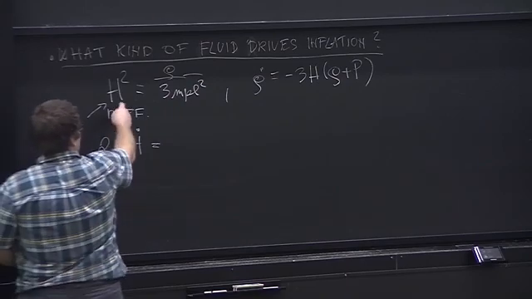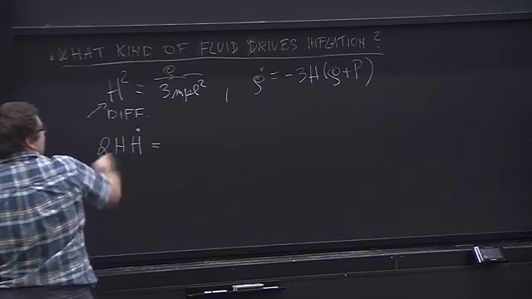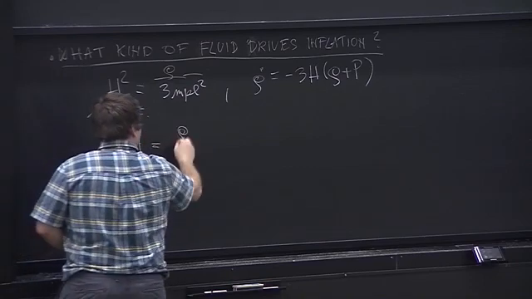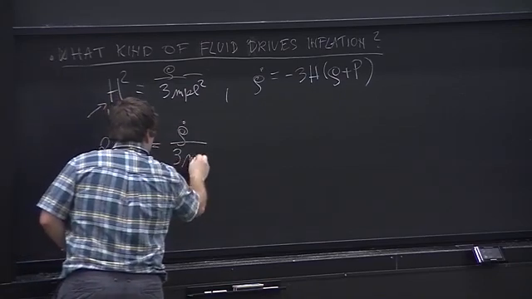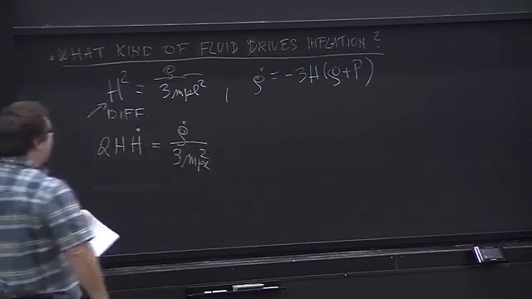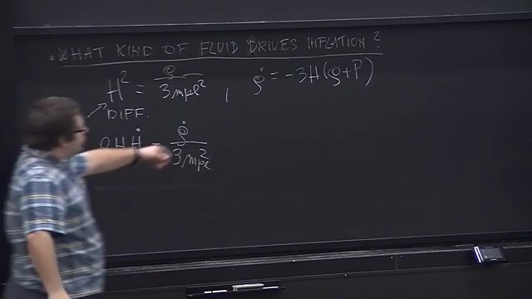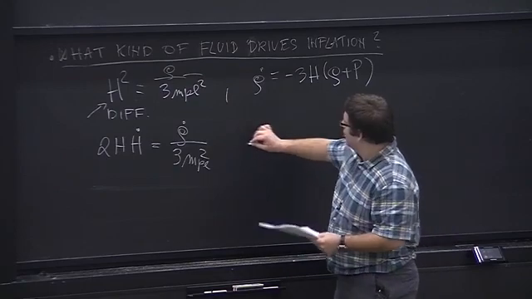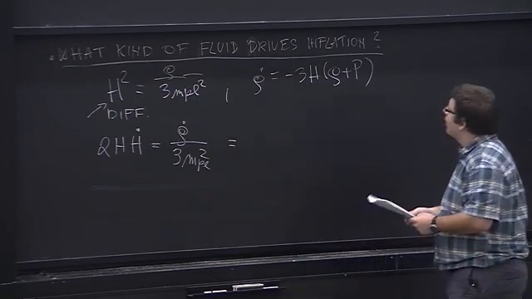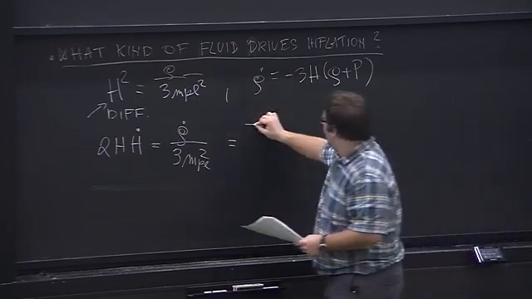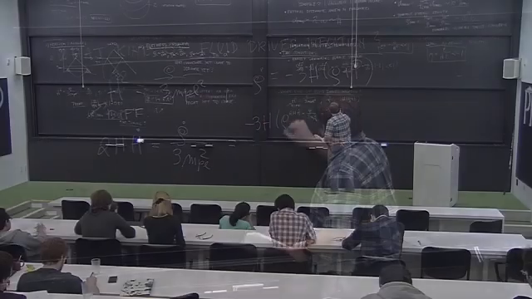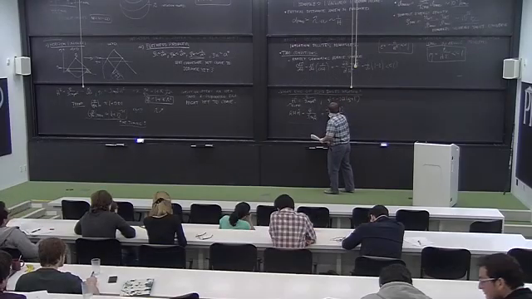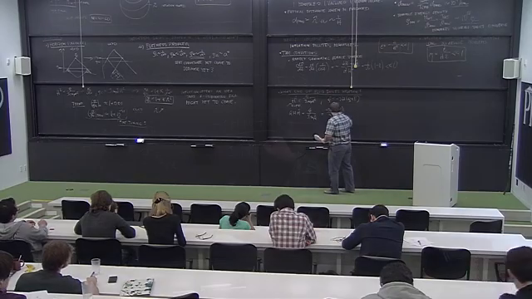Okay, so 2H H dot, and now it's just rho dot over 3 M Planck squared. So for rho dot, I just plug this in here. So this is equal to minus 3H times rho plus p, divided by 3 M Planck squared.